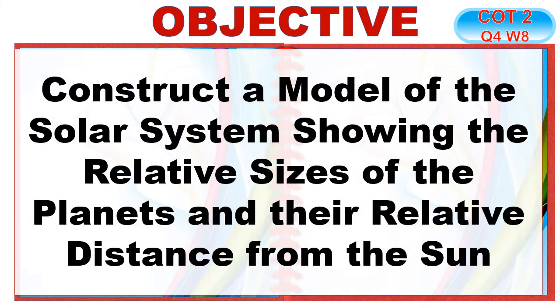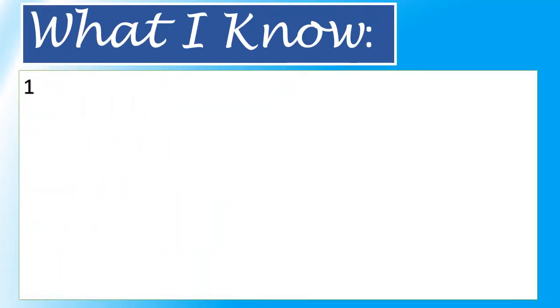The objective of this lesson for Q4 Week 8 is to construct a model of the solar system showing the relative sizes of the planets and the relative distance from the Sun. What I know, so answer the following questions.